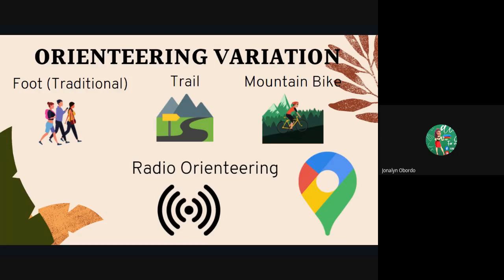You are a group of people hunting different posts or positions or directions, and when one of you gets to that post, you accumulate the point. When a member goes to a post that they discover and radios it in, their team gets the point. So, that's it. There are 4 variations of this activity: the foot, the trail, the mountain bike, and the radio orienteering.